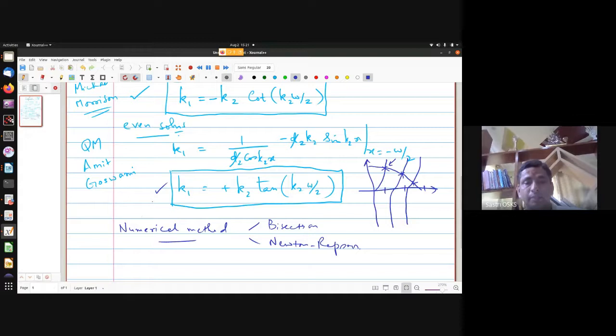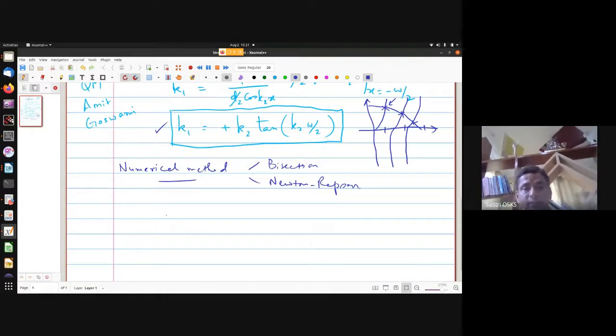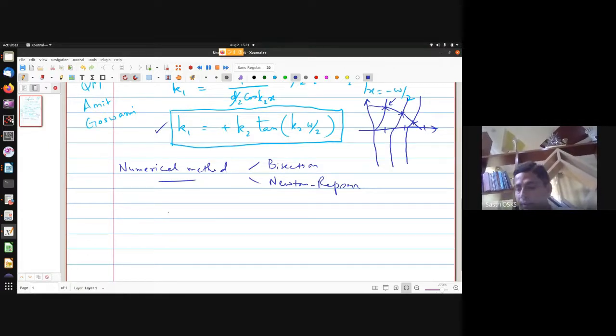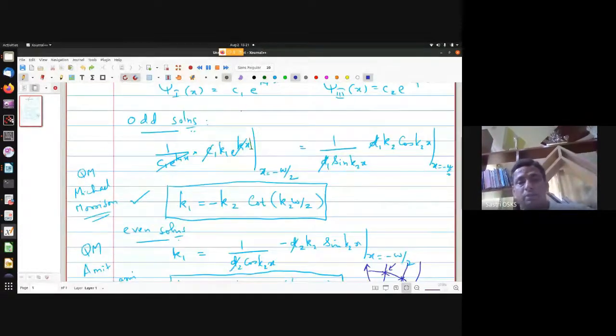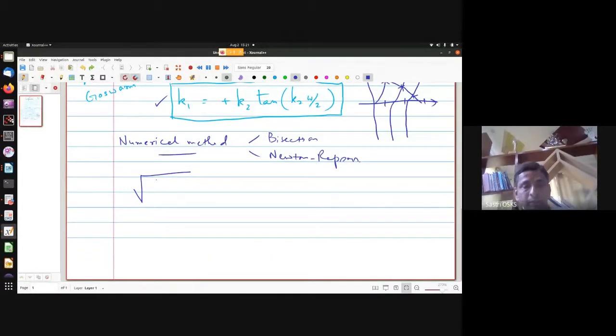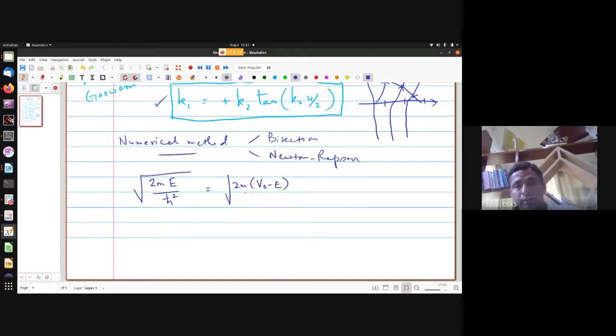The way to solve it, let me take this second one for example, is you have to write it in this fashion. Now k1 is square root of 2mE by h cross squared, right? And k2 is square root of 2m V0 minus E by h cross squared, times tan of again k2.